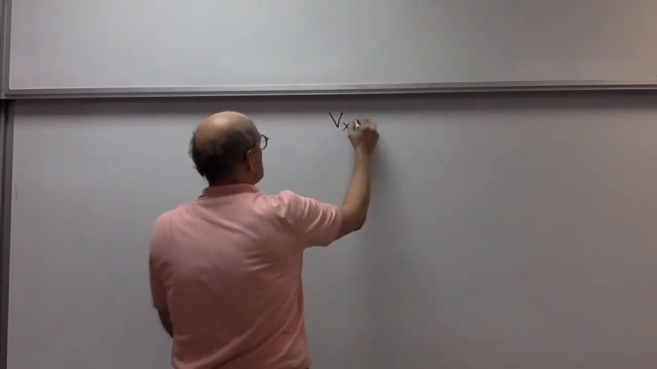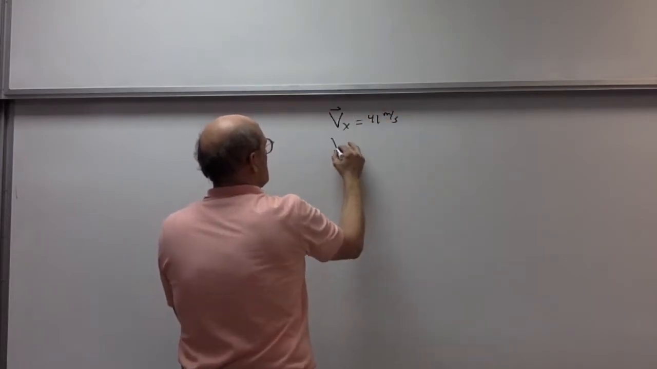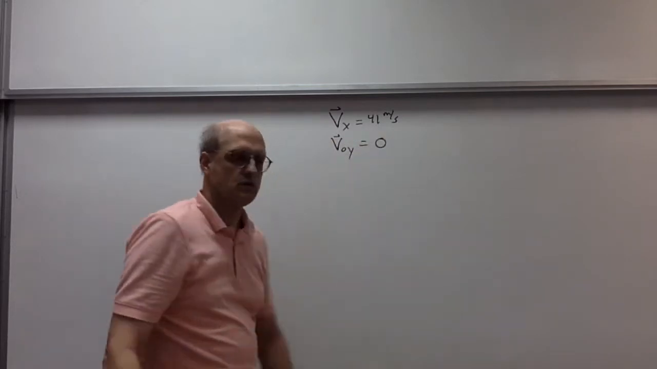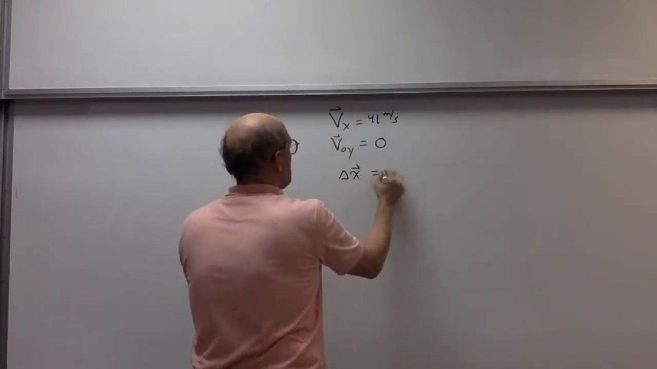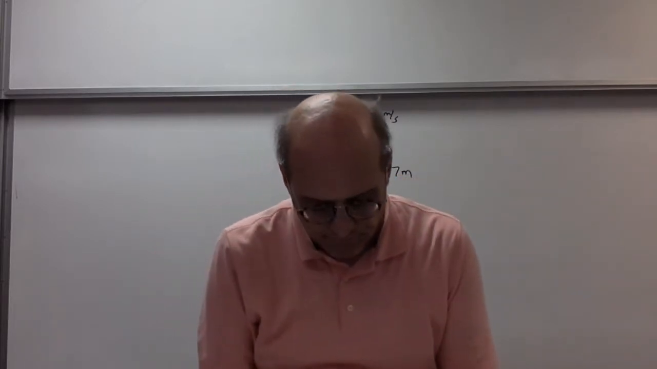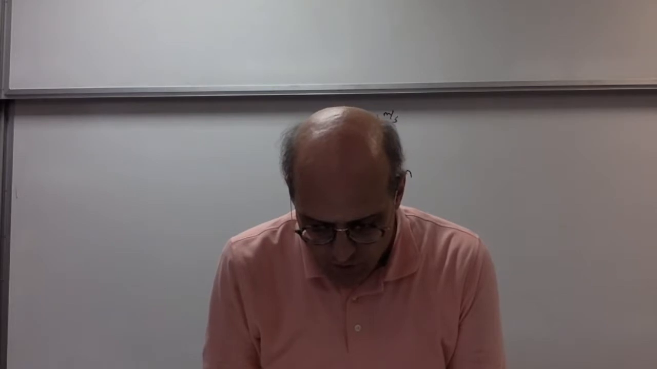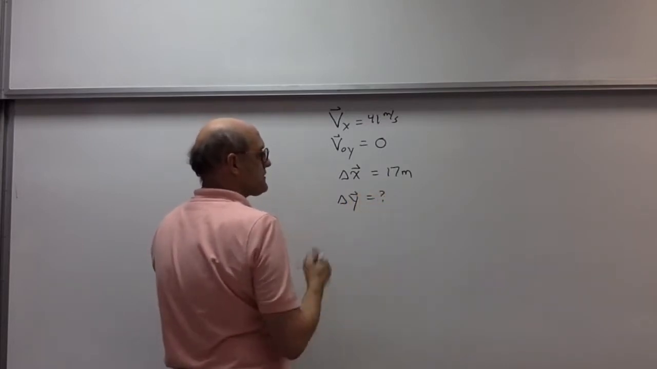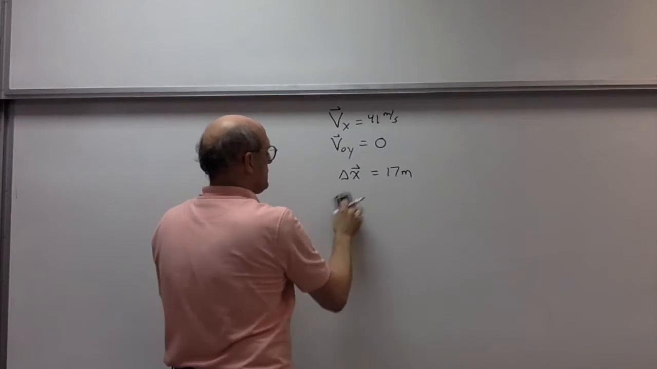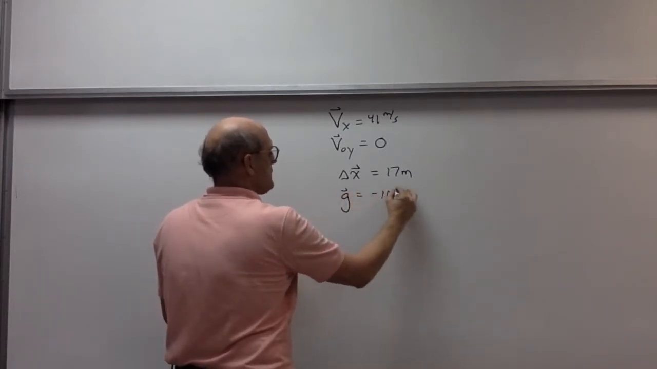So he's throwing the ball at 41 meters per second, and that's in the horizontal direction. The original velocity in the y is 0 meters per second. And they want to know if the ball travels 17 meters horizontally, how much will it drop? So we're looking for delta y. Now it's accelerating, and let me put that first, at negative 10 meters per second squared.